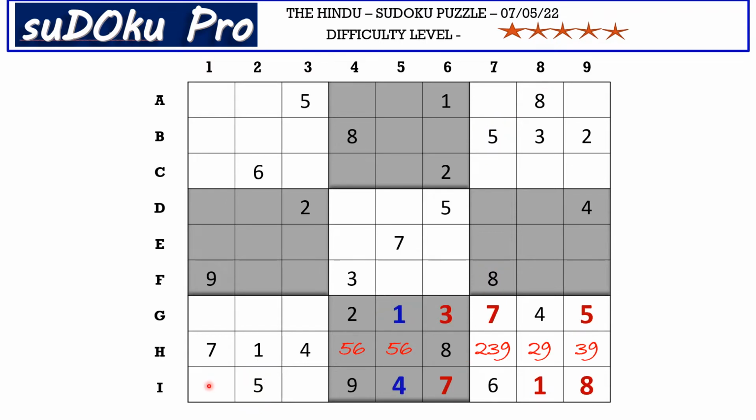In I row, the missing numbers are 2 and 3. There is a 2 blocking from here. So I3 takes 3 and I1 takes 2.